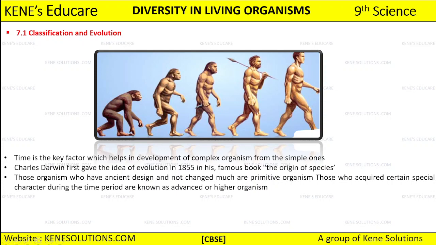So those organisms who have the ancient design, what do they have? They have the ancient design. Now we don't have such kinds of designs with us, right? And they have not changed their primitive organism as well. So those who acquired certain special characters during the time period are known as advanced or higher organisms.